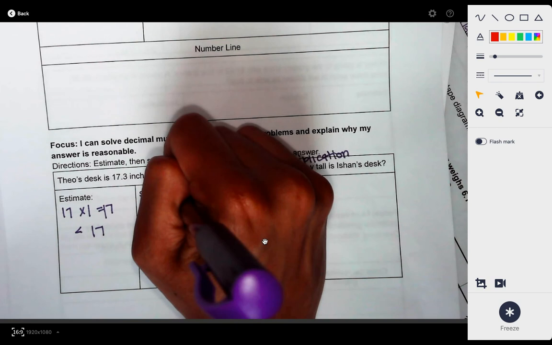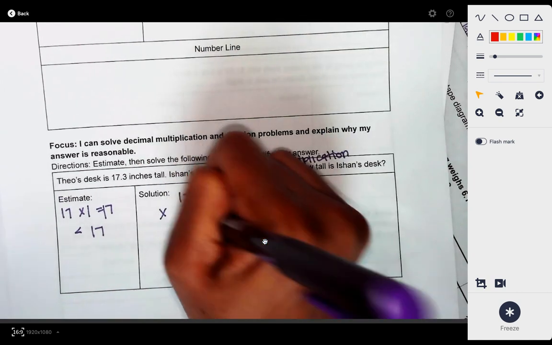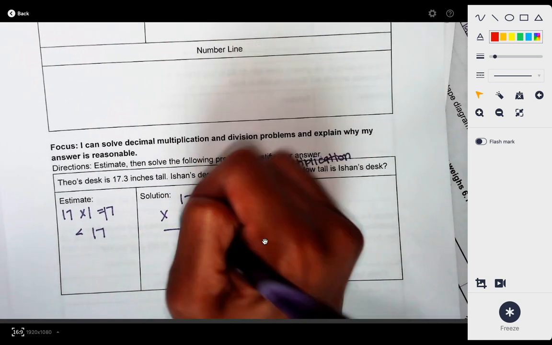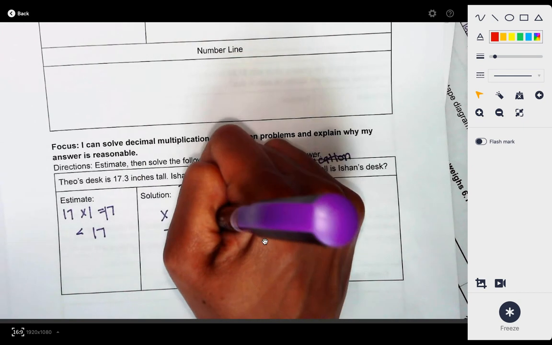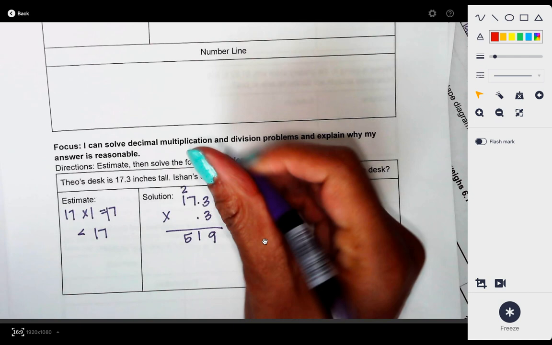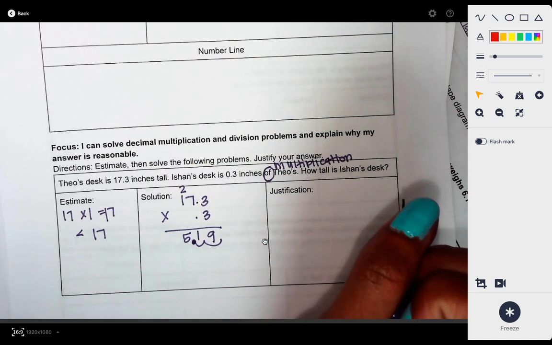Now I'm going to go to my solution. 3 times 3 is 9. 7 times 3 is 21. 1 times 3 is 3 plus 2 is 5. Decimal digit, 2 digits in all. So my answer is 5 and 19/100. Okay.